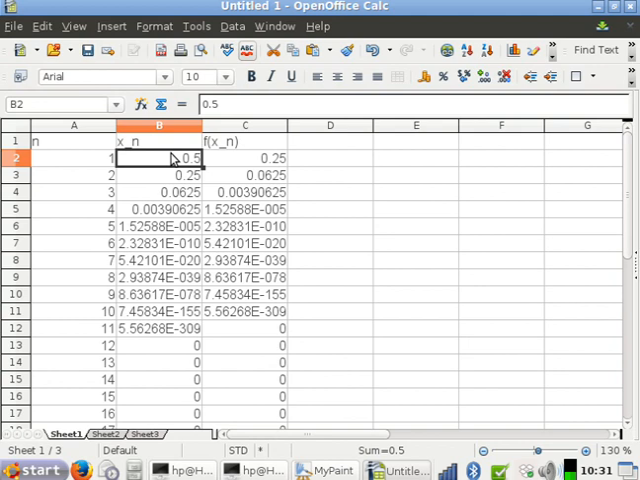Right, for about 10 minutes I want you just to try the questions on the fixed point worksheet. So try those for a few minutes.